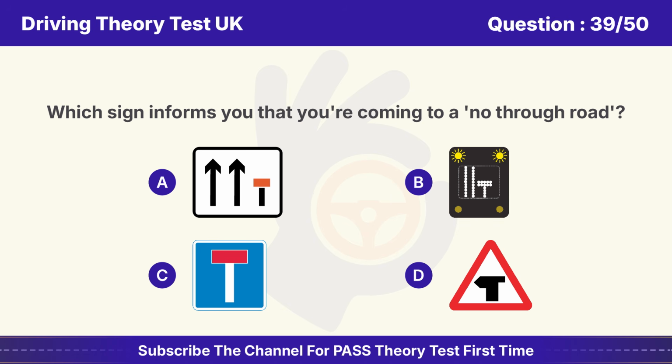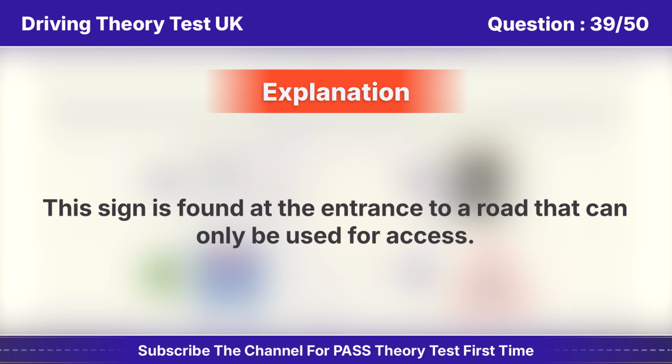Question 39. Which sign informs you that you're coming to a no-through road? Answer is C. This sign is found at the entrance to a road that can only be used for access.